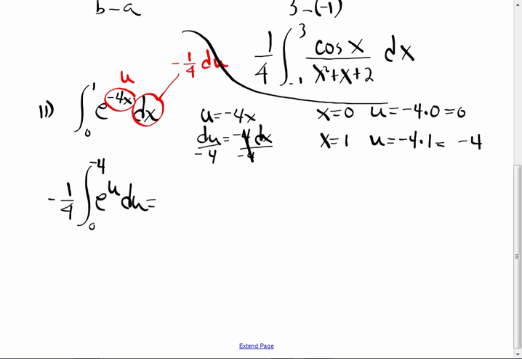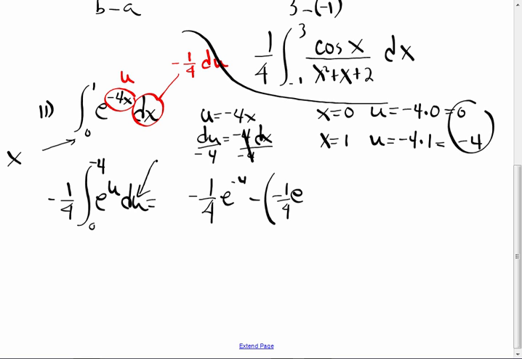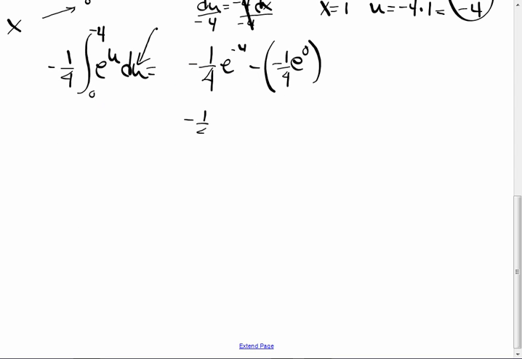Now, I don't have to go back to the x's. So it's negative 1/4 e to the negative 4 minus, what? Because these are the u's. These are x coordinates, so I have to do the shift over to the u's. And then it's going to be minus a negative 1/4 e to the 0. So that's negative 1/4 e to the negative 4 plus 1/4.